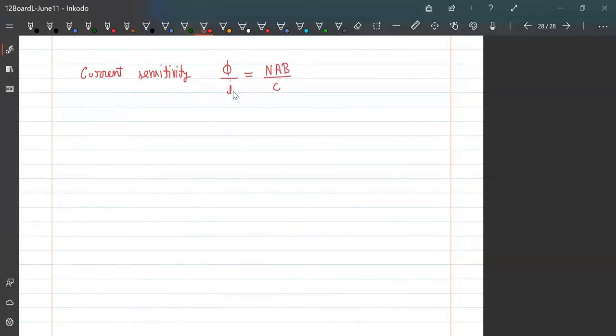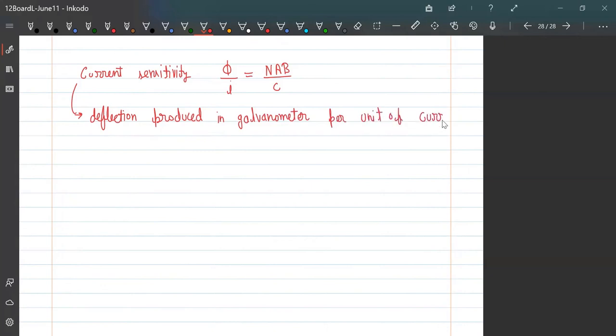And if you want to define it, current sensitivity is deflection produced in the galvanometer per unit of current. So, jitna jada twisting hoga, utna jada sensitive hoga galvanometer. The more the twisting, more is the phi, more is the deflection, and more will be the current sensitivity. So, since galvanometer is more sensitive, means it can measure smaller currents.